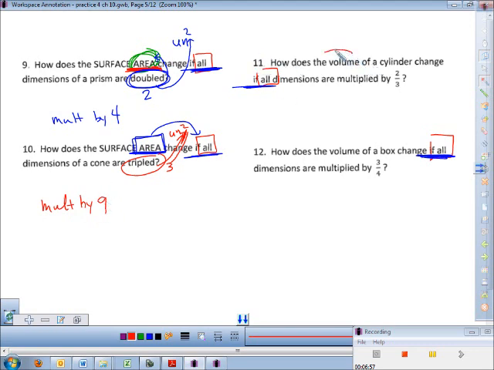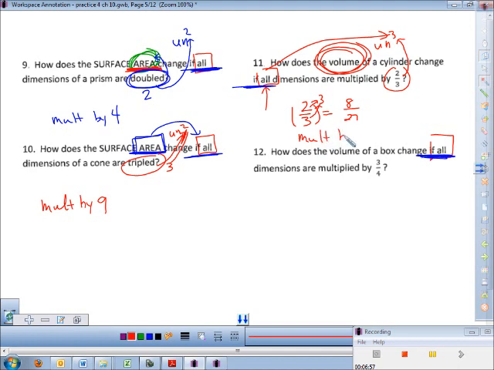On number 11, how does the volume of a cylinder change if all the dimensions are multiplied by 2/3? So volume, isn't it units cubed? And since all the dimensions are being affected, I can just take whatever number this is and raise it to the same power that that thing would be. And if you take 2/3 and you want to cube it, that's really easy. You just take 2 and cube it and get 8. You take 3 and cube it and get 27. So that means the volume would get multiplied by 8/27.